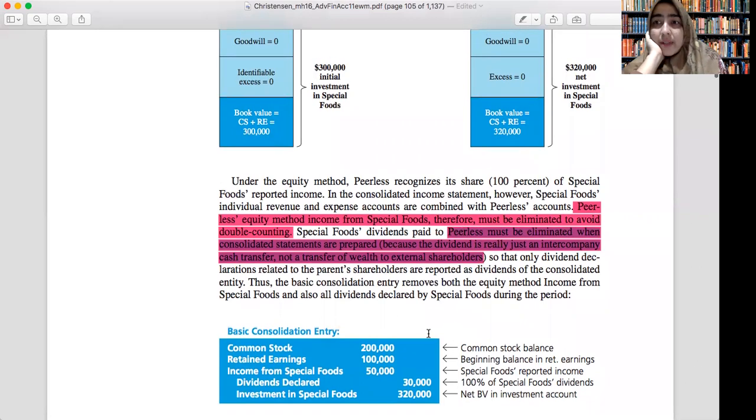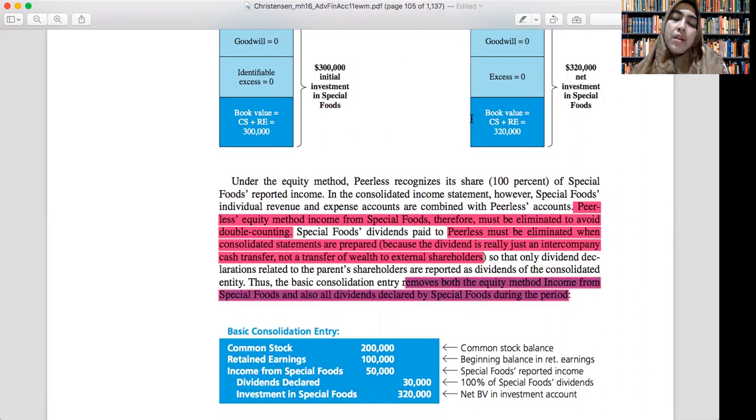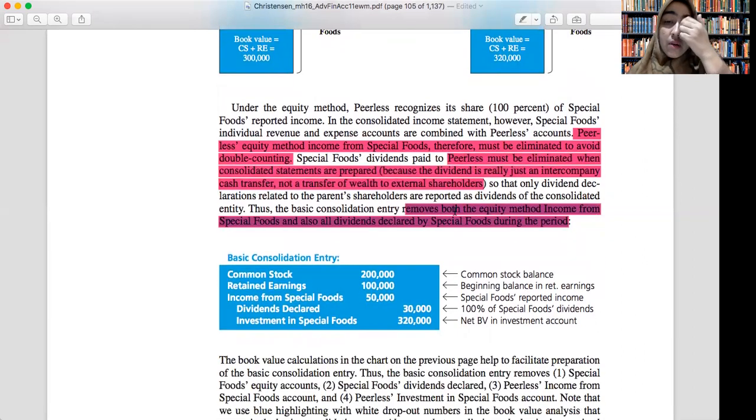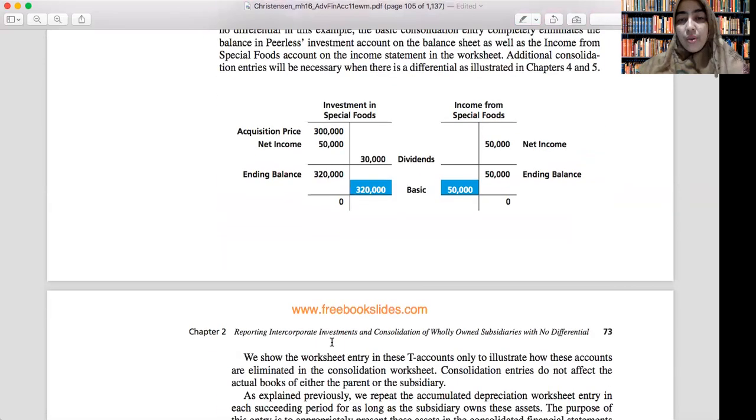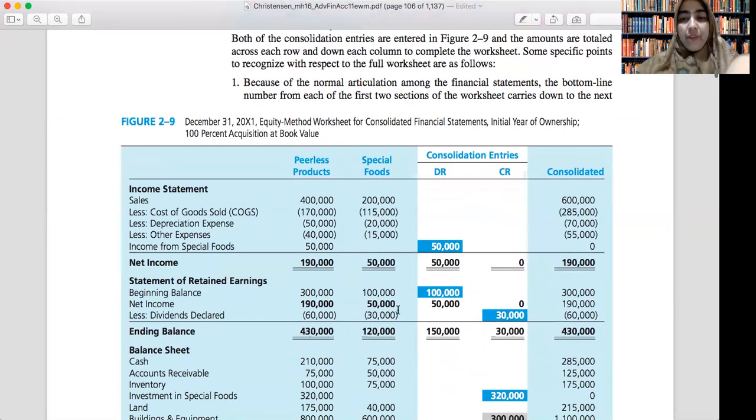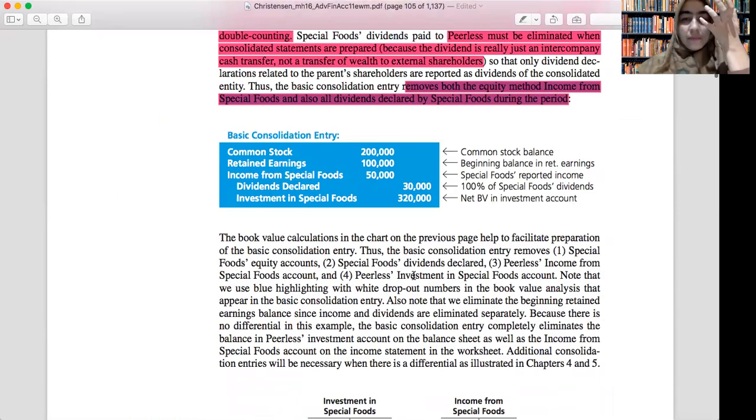So this is a basic consolidation entry that will remove equity method income from Special Food and also the declared dividend from Special Food. The dividend declared before is 30,000, right? The investment before is a debit of 320, right? So this is the basic consolidation entry that will be used for this.